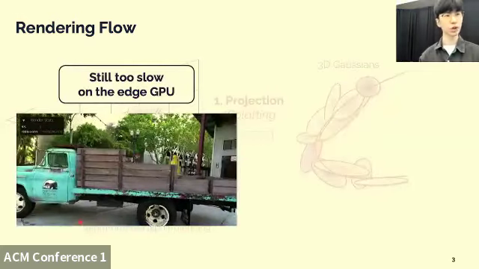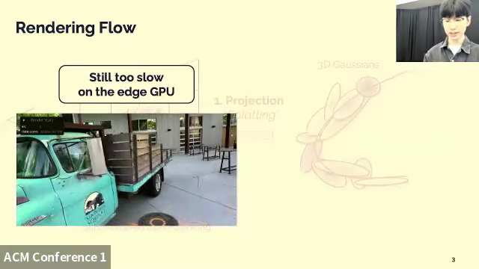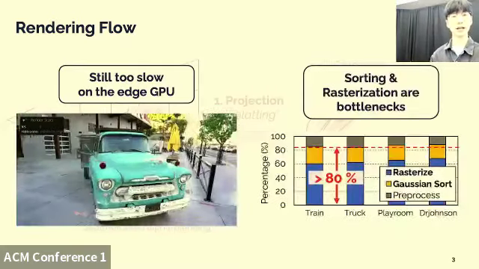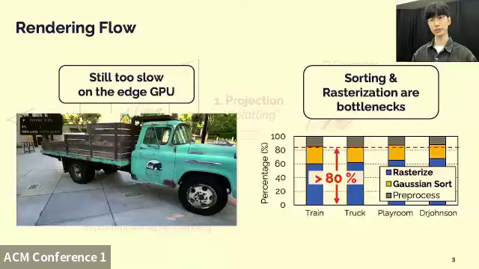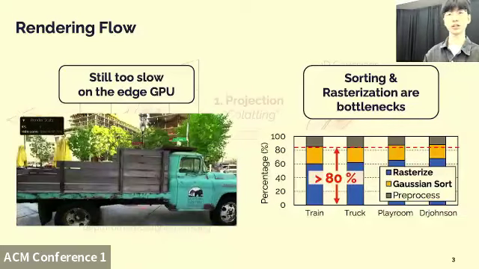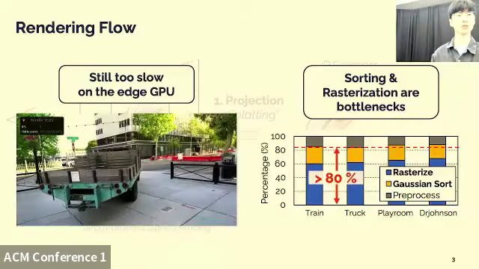While it shows state-of-the-art rendering performance, it is still slow on an edge device. In detail, sorting and rasterization are the two main bottlenecks, which take more than 80% of the total rendering time.